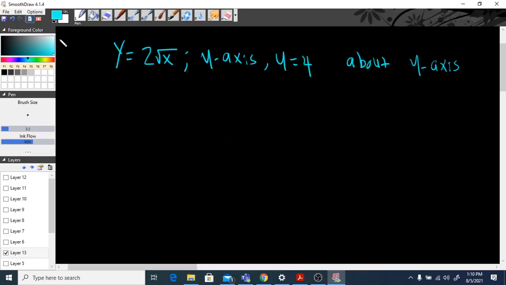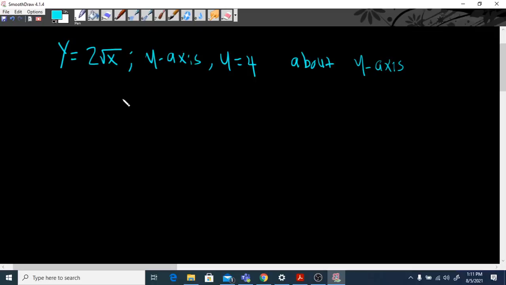This is a Unit 8 volume video. Okay, so we have these curves. We have 2 square root x, and the y-axis. There we go. Okay, we have 2 square root x. We have the y-axis, and we have y equals 4. So these define the region.